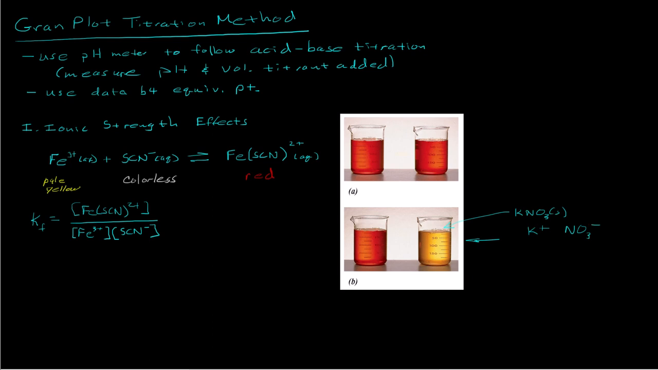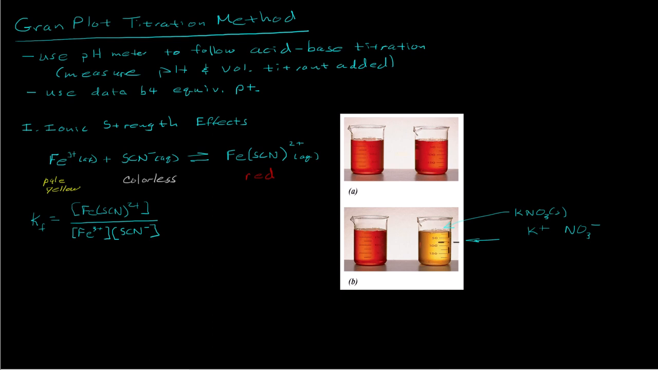So it turns out that those potassium and nitrate ions aren't involved in this reaction really at all. They don't react in any important way with any of the components of this reaction. They are truly spectator ions. They just sort of hang out in solution.